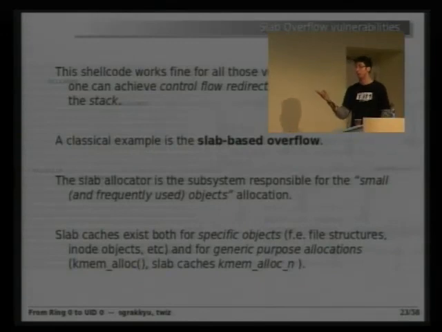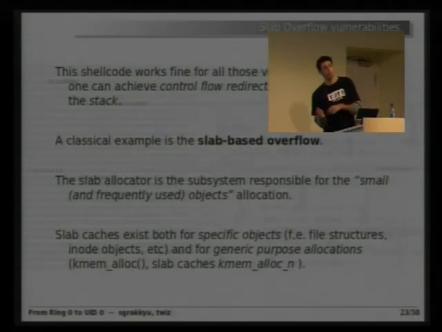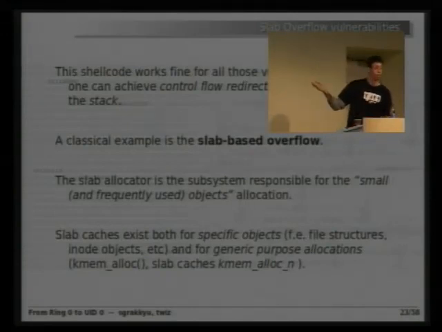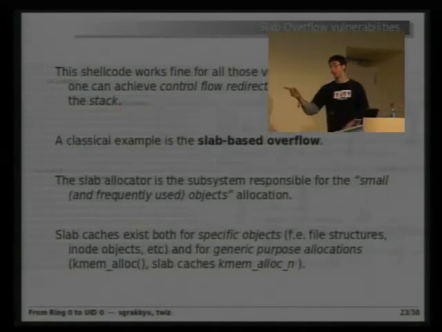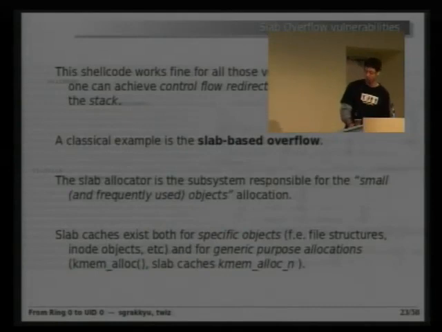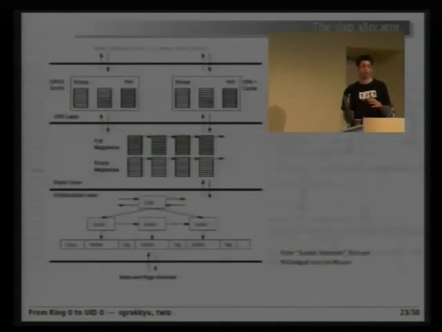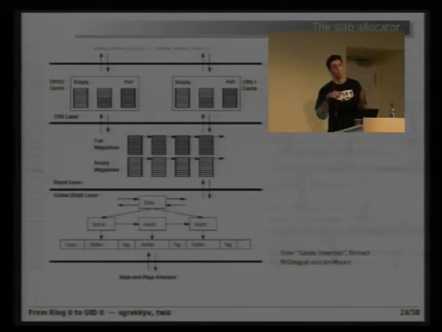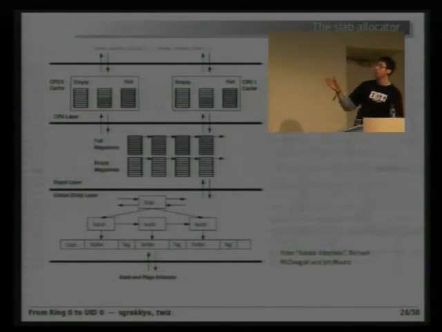And there are also slab caches for generic purpose allocation. The equivalent of the malloc call in userland is the kmem_alloc call inside the kernel, or the kmalloc call on Linux. And the slab cache is called kmem_alloc_N. N stands for the number, so kmem_alloc_32, kmem_alloc_64, and so on and so forth. This image is taken from Solaris Internals, if you want to read a good book on the Solaris kernel, take this one. This image summarizes the use of the slab.